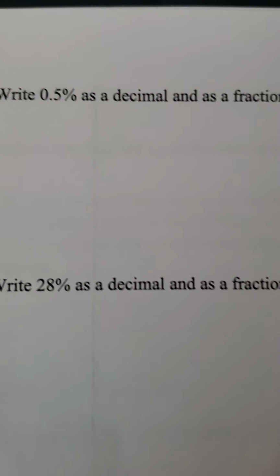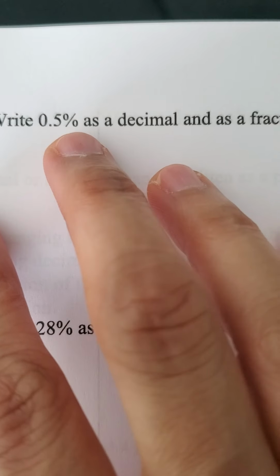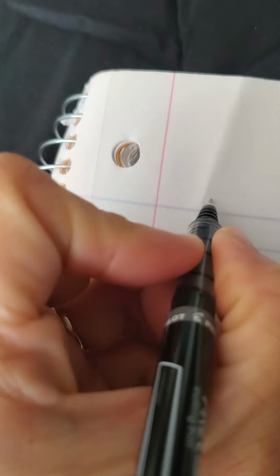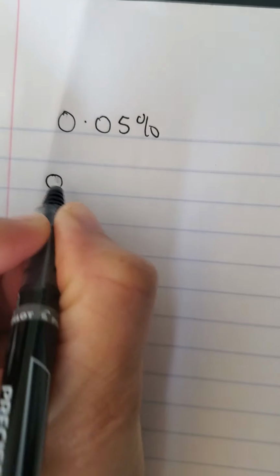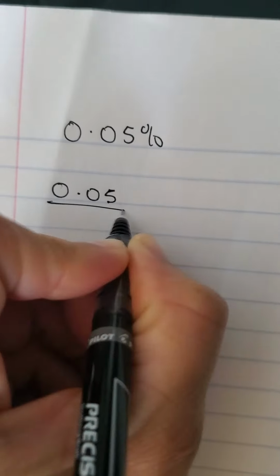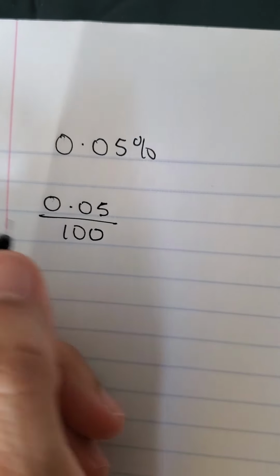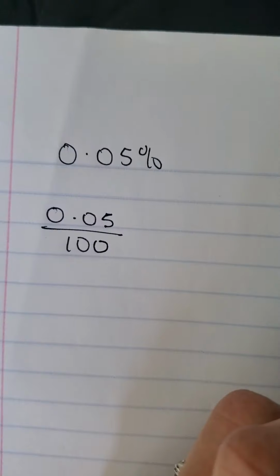All right, here we have some questions. Here we're asked to write 0.5% as a decimal and as a fraction. So here our percent symbol is visible. So that means we're going to divide by 100. So this is actually 0.5 divided by 100. Okay. And what's good about that is that we can move it 2 places to the left. 1, 2, right? So this is actually 0.005 as a decimal.